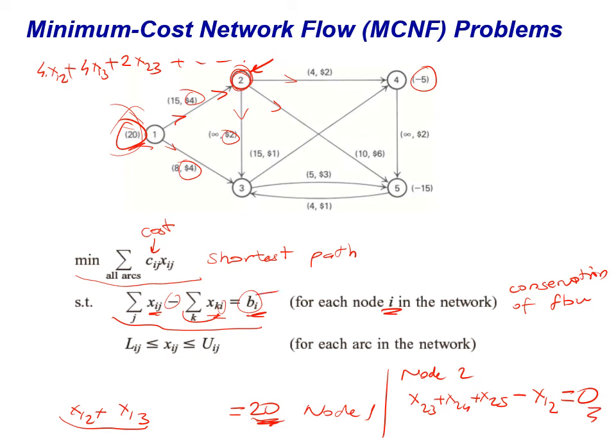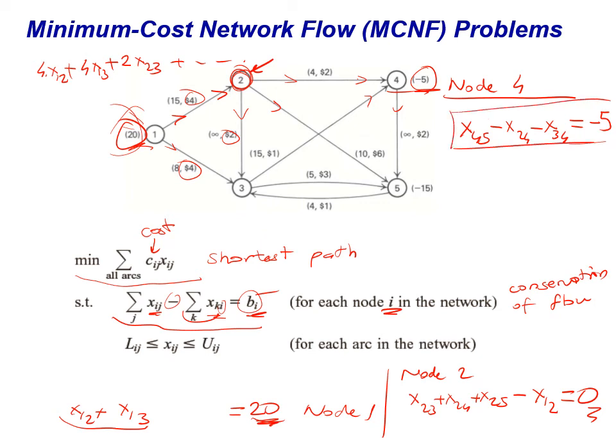So let me write this constraint also for node 4, so it can be more clear. For node 4, how do we write? The outflow from node 4 is x45 minus the inflow x24 and x34, and this will be equal to the net supply amount, and the net supply is -5. It means that it is a demand. So for node 4 our constraint will be like this, and these are the flow balance constraints.